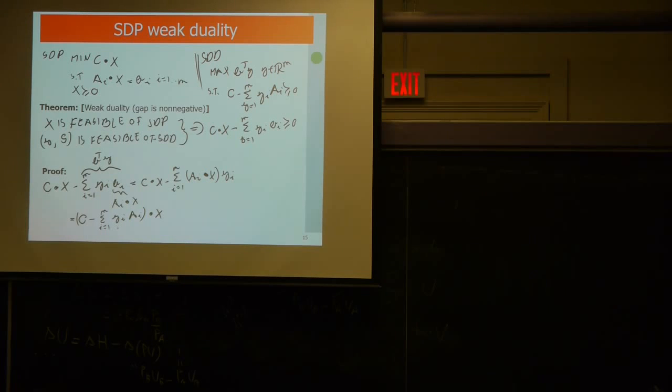Right, so this is S, which is feasible, so it's PSD, this is PSD. So the whole thing is non-negative. Good? Right, so we had this property, if we have two PSD matrices, then its inner product is non-negative.